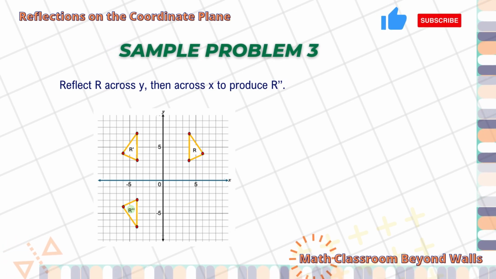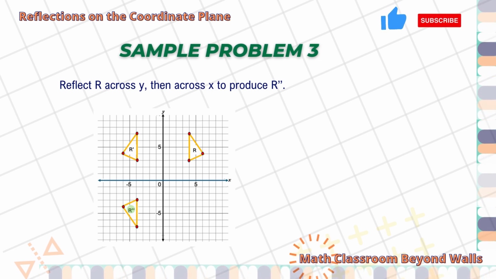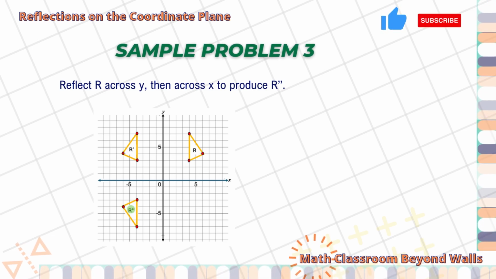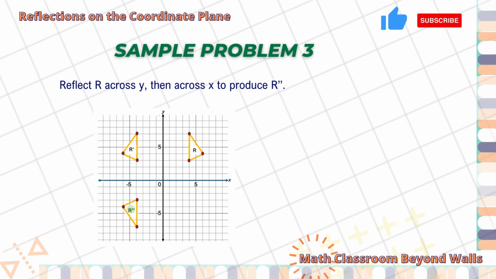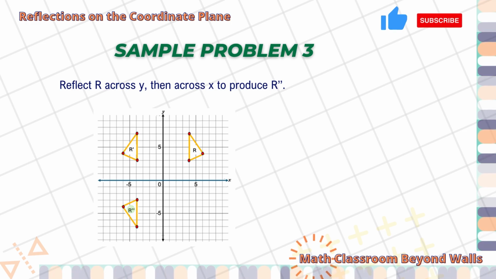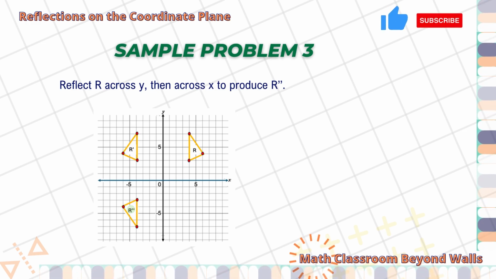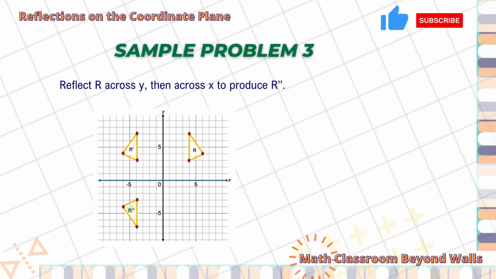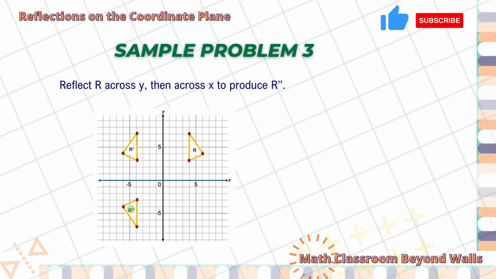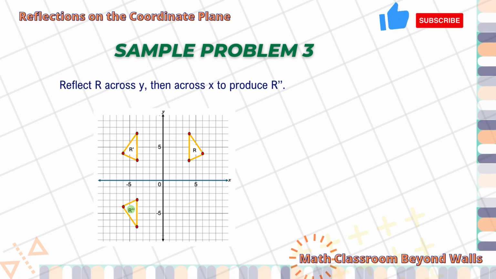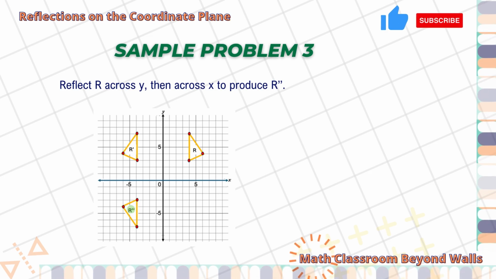That was easy, right? One last question before we summarize what we learned today. Had you reflected R across the x-axis to form R prime, followed by a reflection across the y-axis to form R double prime, would the final image be in the same location? Check by doing this. I'm sure you can do it.